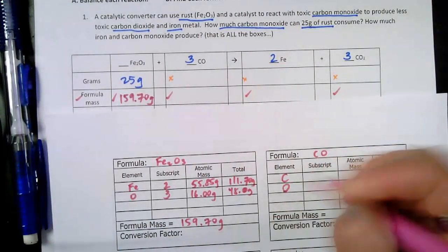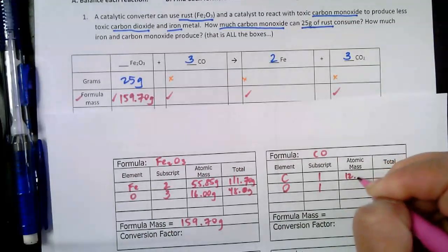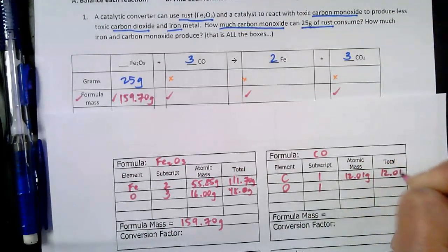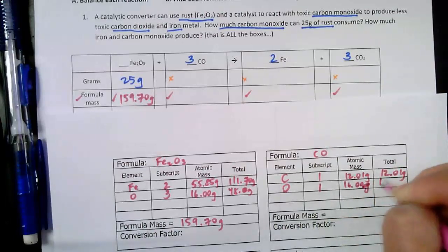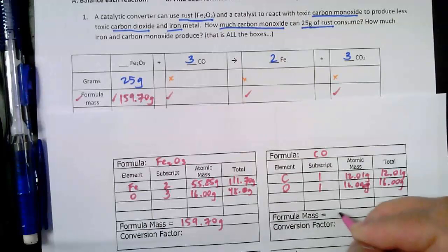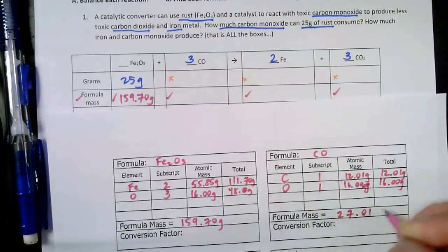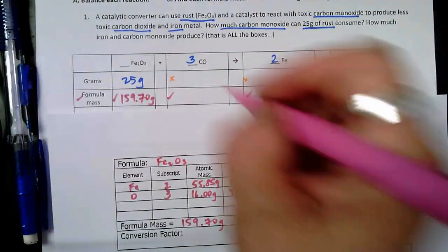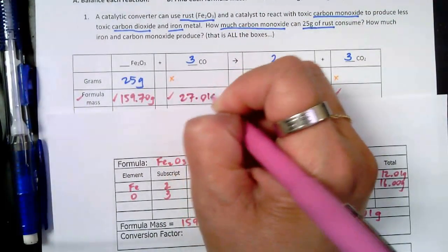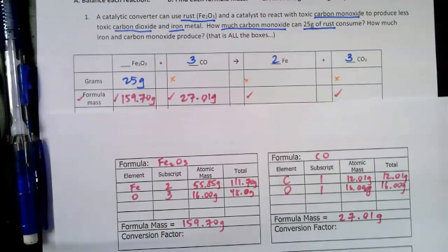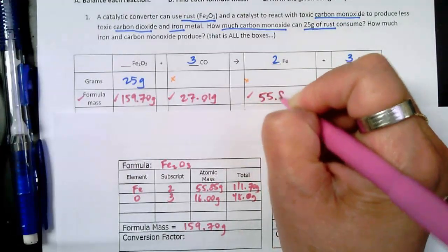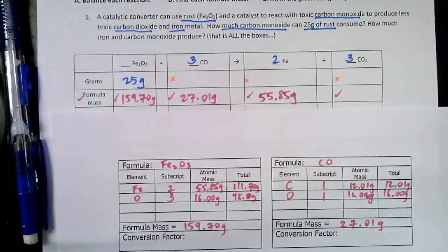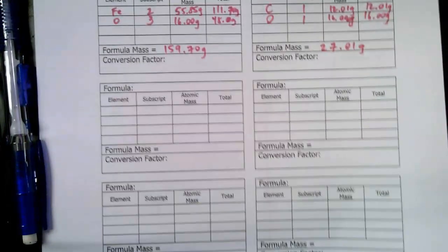Then I do the carbon monoxide. There's 1 and 1. This is 12.01 grams, and this is 16 grams. So it is 27.01 grams. So for this one, it's 27.01 grams. For iron, we look at the periodic table. We know that iron is 55.85 grams. And then carbon monoxide, carbon dioxide.